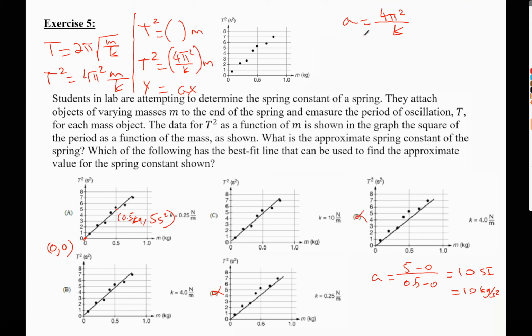So we know that in this case the slope is 10, then 10 equals 4 pi squared divided by k. Assuming that pi squared is 10, or plugging it into the calculator, k would be 4 pi squared divided by 10, and that would be almost 4, and the unit of k is newton per meter, making B the correct answer.